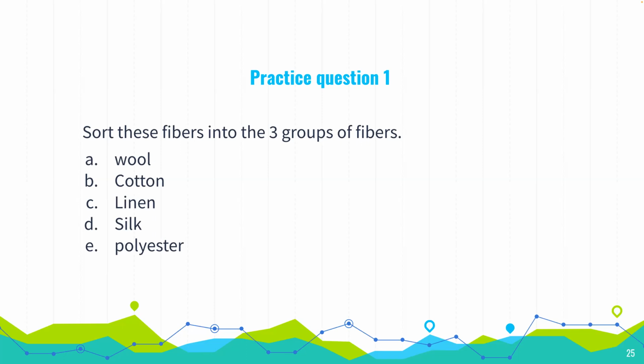By the way, as for formatting this, you can just put vegetable ABC, and then animal ABC, and then synthetic ABC, if that makes it easier.